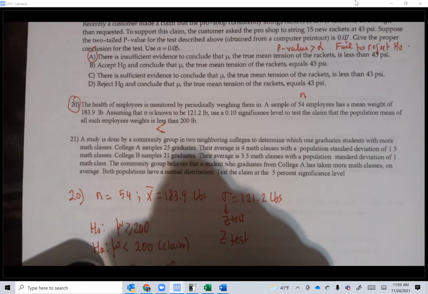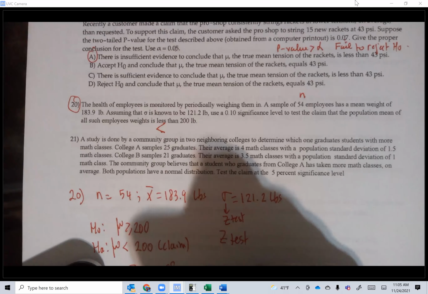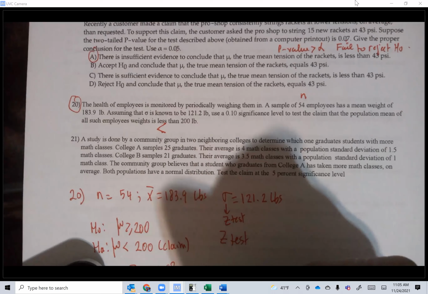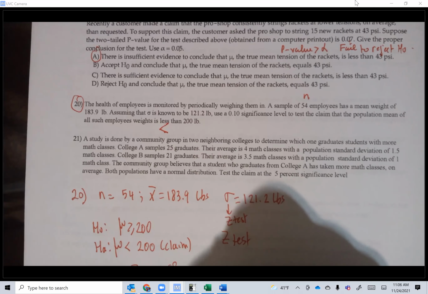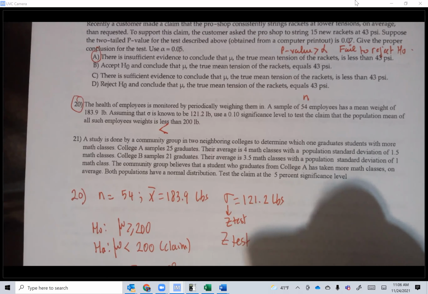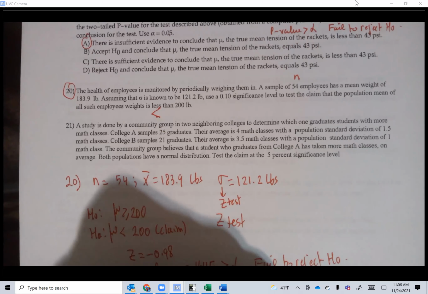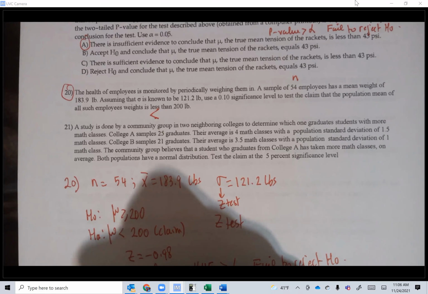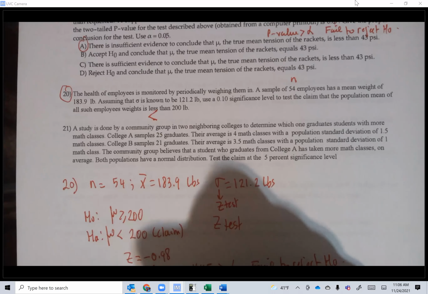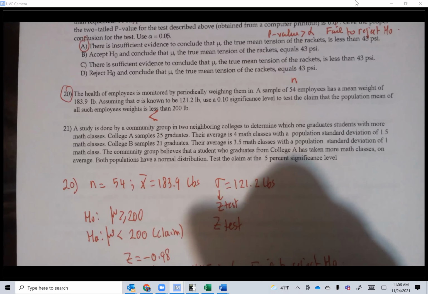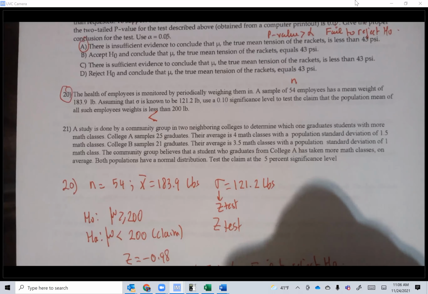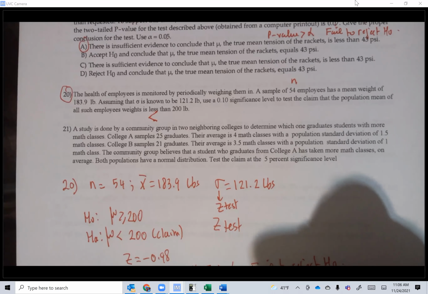P-value, again, we fail to reject the null hypothesis. 4.5. That's bigger than alpha, guys. Fail to reject H0. There is not enough evidence to support the claim at the 0.01 level of significance to support the claim.